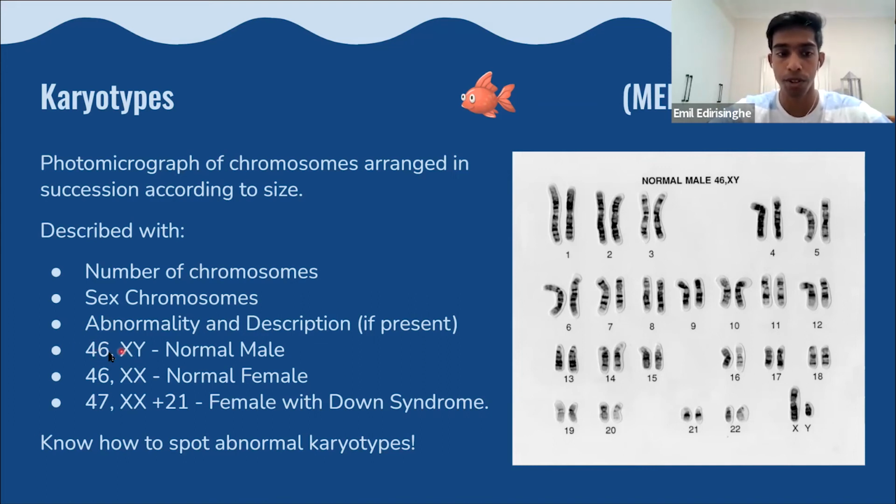When you describe a karyotype, it's important to know that you describe it by the number of chromosomes. So 46XY, for example, for a normal male, and a normal female would be 46XX. But say there was an extra chromosome 21 here, then that would be 47XX plus 21, which would be a female with Down syndrome. So it is possible for you to get an exam question that shows you a karyotype with some sort of abnormality, and you might be asked to click an answer that describes what that karyotype is and what the condition or disorder associated with it might be.